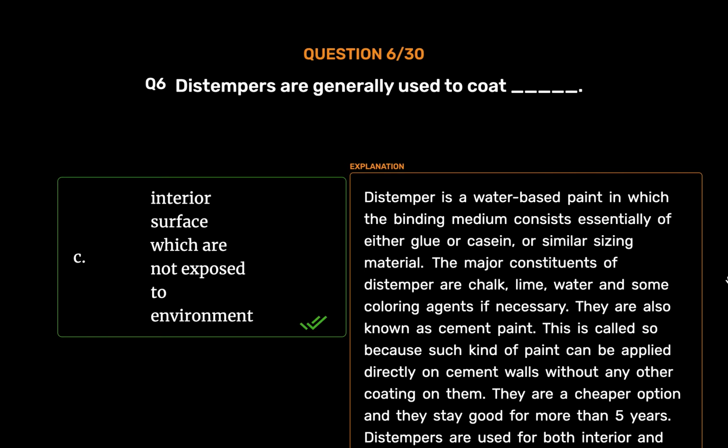This is called so because such kind of paint can be applied directly on cement walls without any other coating on them. They are a cheaper option and they stay good for more than 5 years. Distempers are used for both interior and exterior walls, usually needing 2 coatings.